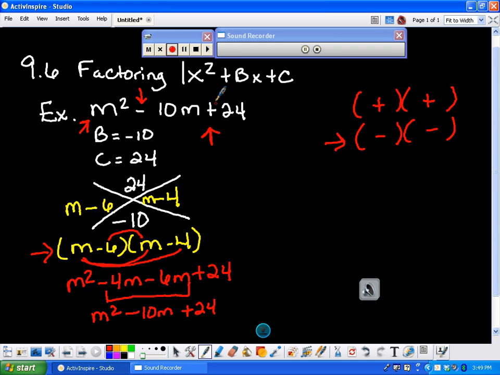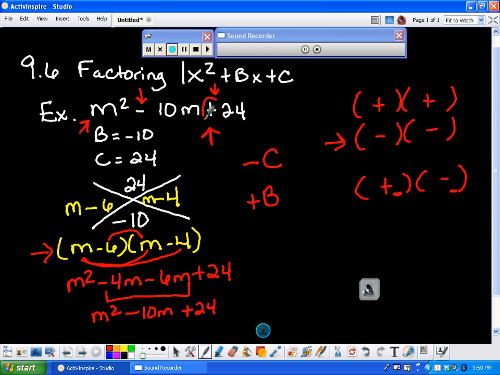Now, if my sign here was negative, so it's negative c, then my binomials would be one plus and one minus. And then, if b is positive, my greater number needs to go here and my lower number needs to go here. So those are just some tricks to help you.